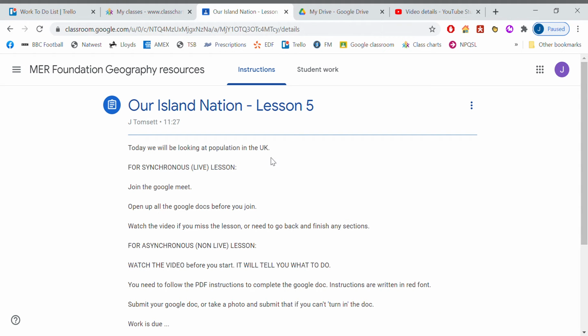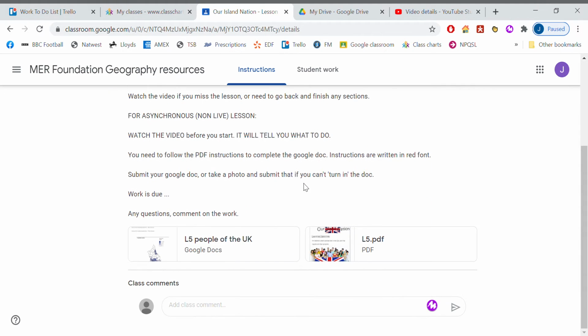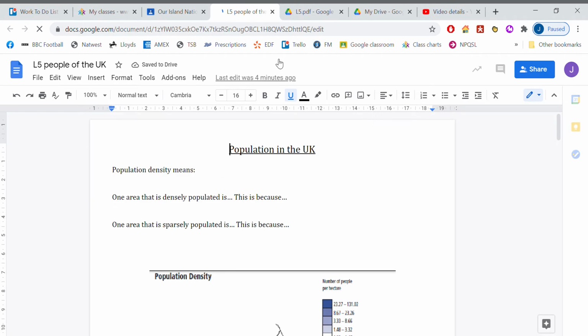Today we're looking at the population in the UK. Assuming that you're doing an asynchronous lesson, you need the Google Docs and the PDF open.